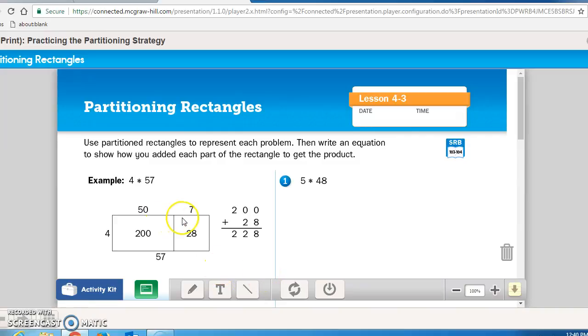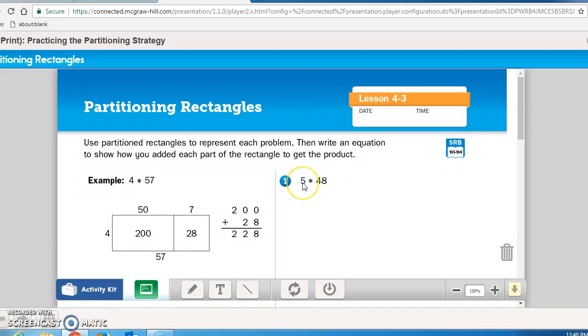Partitioning rectangles. That's exactly what you did right here. You partitioned it. You put it into parts. So now you're going to do the same thing in your math journal on page 112. Page 112 is an assessment check-in. So you're going to want to make sure that you look at problem 1, see how it's done, and try to duplicate it for the rest of your examples.